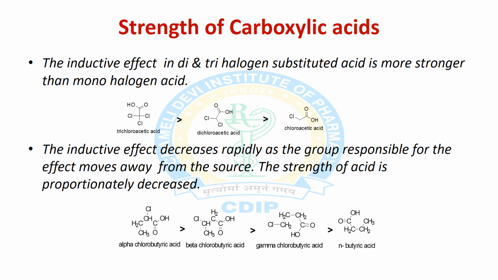So in all these molecules, alpha chlorobutyric acid is much more acidic as compared to beta chlorobutyric acid, and likewise beta is more acidic as compared to gamma chlorobutyric acid. While you are saying all the three, if you talk about n-butyric acid without any such group, that is, only the COOH group is there, it's only a normal butyric acid, no electron withdrawing group is there, and in that case the acidity is very low as compared to all the three alpha, beta and gamma chlorobutyric acids.